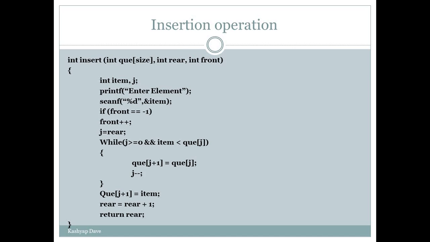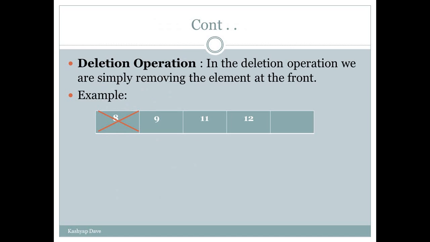Okay, so this is the code for the insertion operation of a priority queue. Now our second operation, that is the deletion operation. In the deletion operation, we are simply removing the element at the front.